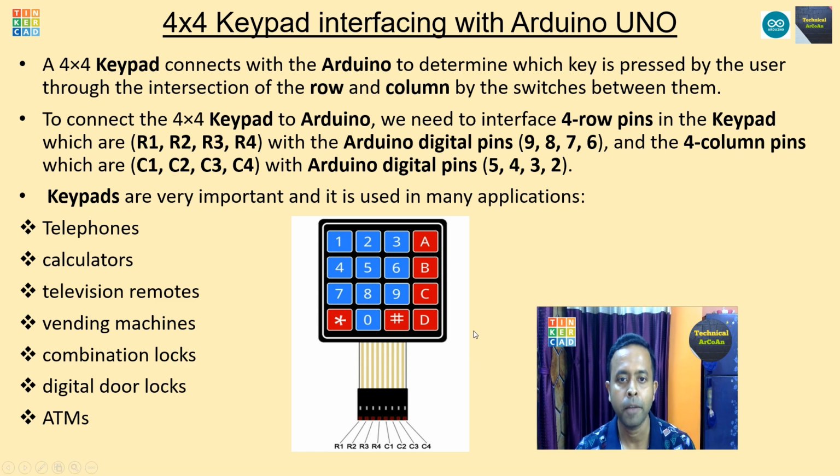So this is the keypad image where the 8 pins are there. First 4 pins for rows, that's why R1, R2, R3, R4 respectively, and the rest of the 4 are for the columns from C1 to C4, right? And also this is a 4x4. Why? There are 4 rows and 4 columns, right?